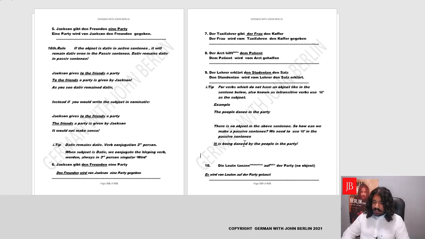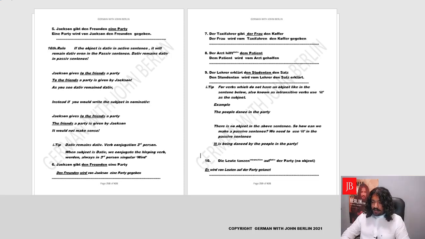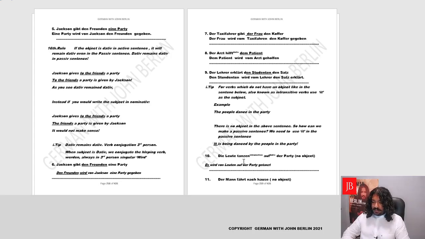Sounds a little weird in English. In German, it might look like this. Die Leute tanzen auf der Party. People are dancing in the party. We'll begin with es. Then we'll conjugate the verb werden: es wird, von den Leuten auf der Party getanzt. It's being danced by the people in the party, yes?